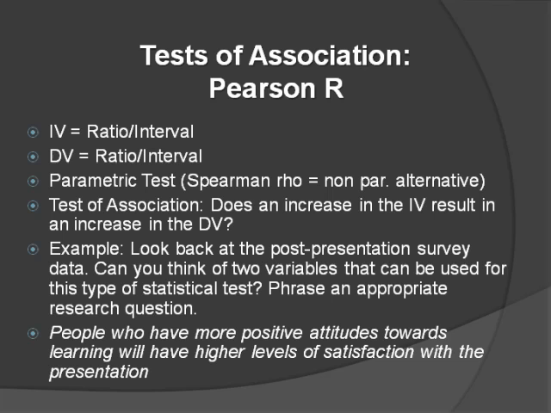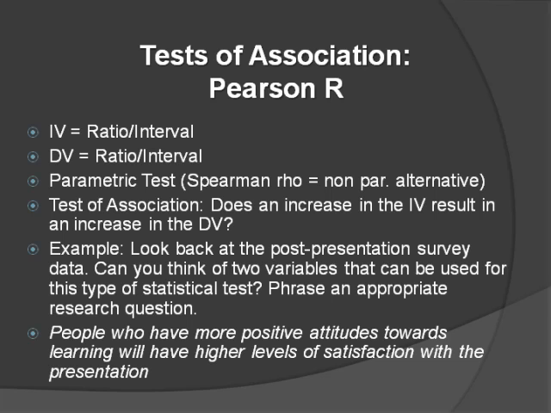And basically, a test of association examines to see if there's an increase in the independent variable, will that result in an increase in the dependent variable? Or does a decrease in the IV result in a decrease in the DV? Or our third alternative, which would be a negative correlation, does an increase in the IV result in a decrease in the DV? Okay, what I want you to do is look back at the post-presentation survey data.